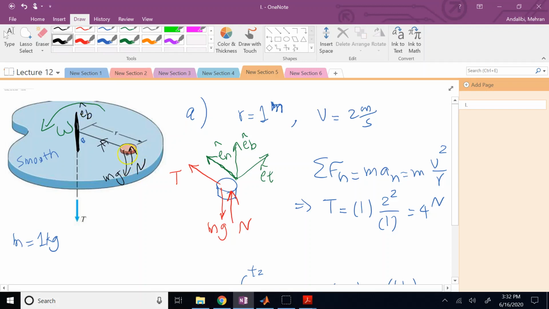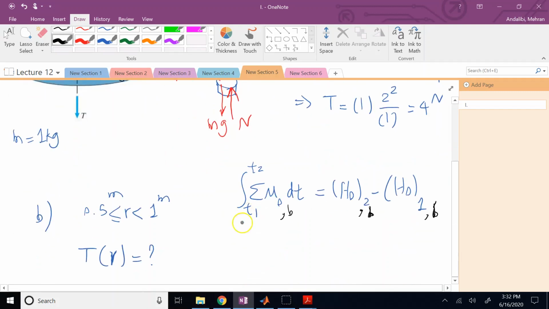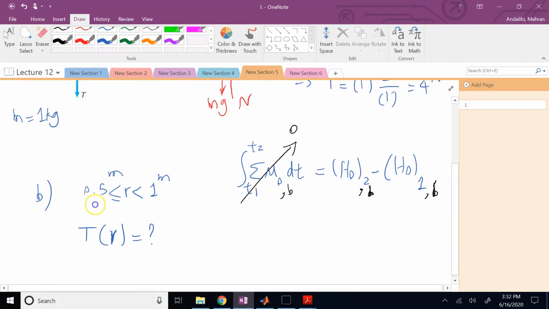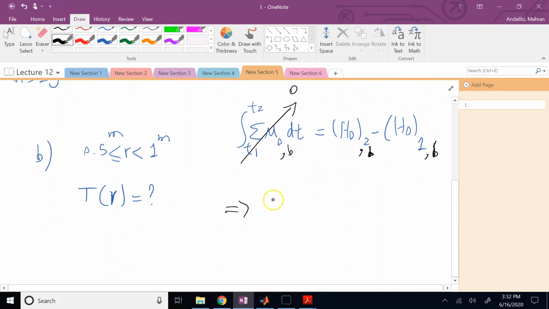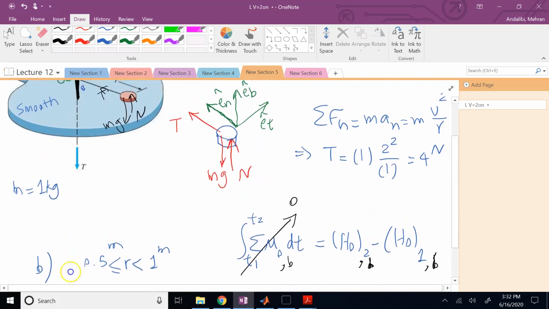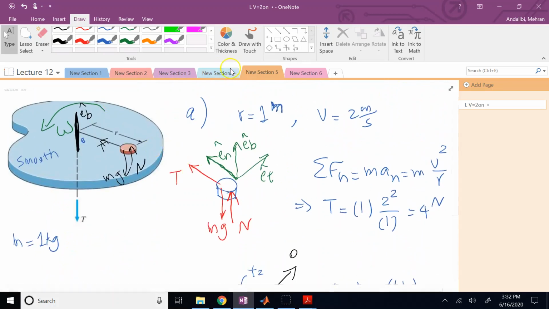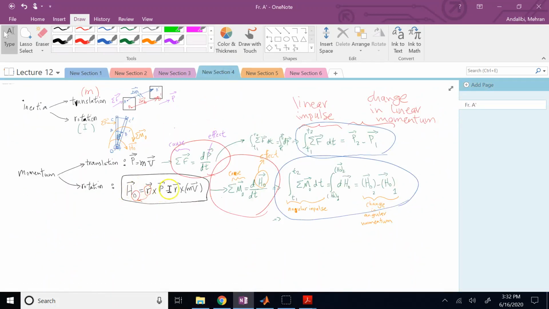And t is passing through it, so this whole thing is 0. And when that's the case, it means HO2 for B is the same as HO1 for B. And how do you find HO based on our definition? H is R cross MV, right? It is R cross MV.